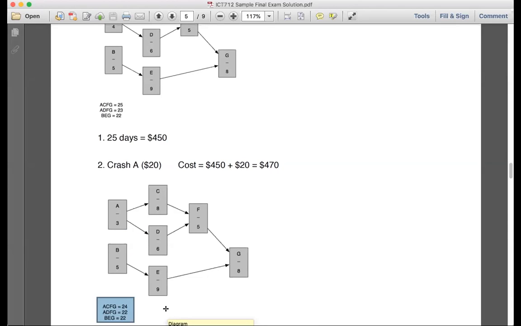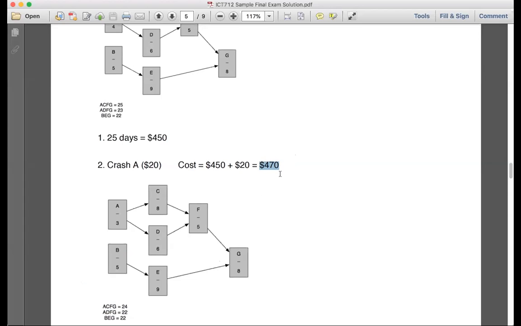Let's look again, guys. Which one is the longest path now? ACFG. And which one is the cheapest for me to crash? Still A. So instead of 470, what will my cost become? 490. Now, how many times did we say we can crash A?